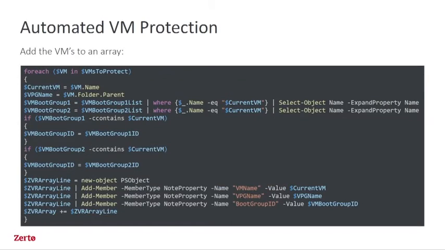So next up, we're going to add the VMs to an array. An array is basically a table that I can search through using PowerShell. And maybe the PowerShell purists in here disagree with me.